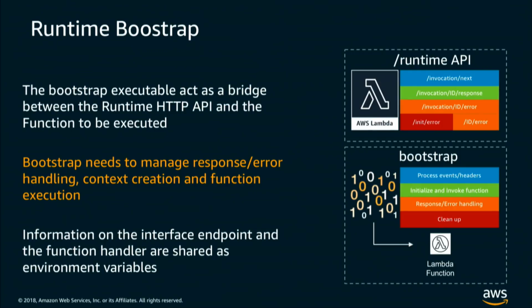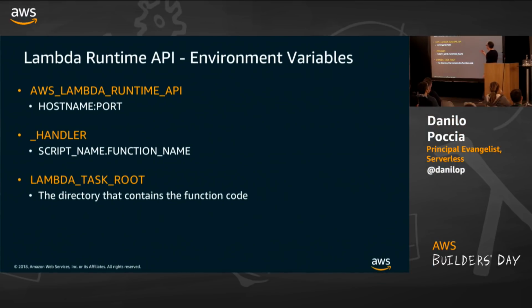The information on where the HTTP endpoint is, and the environment, is shared as environment variables with the Bootstrap environment. So basically, the Bootstrap executable can see an environment variable, AWS_LAMBDA_RUNTIME_API, that has the syntax hostname:port. And this will be the endpoint where the runtime API must be called. There is also _HANDLER, which is the traditional function handler of a Lambda function. The syntax is script name without extension, dot, function name within the script.